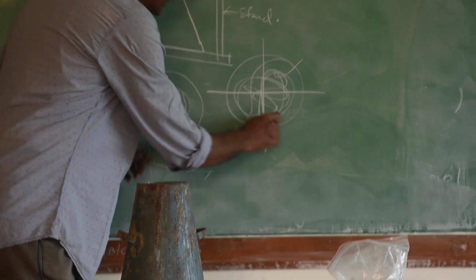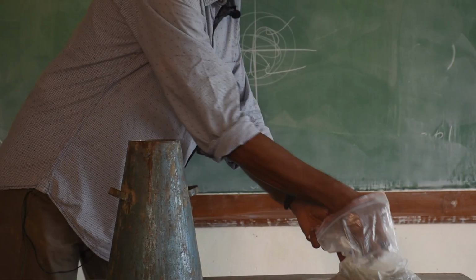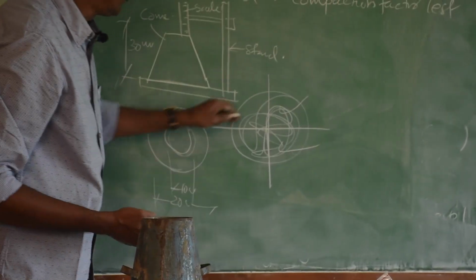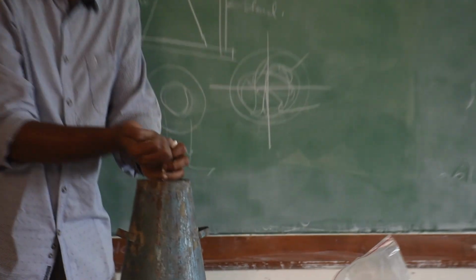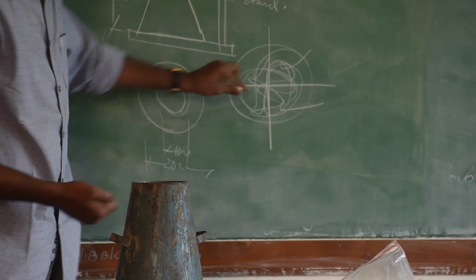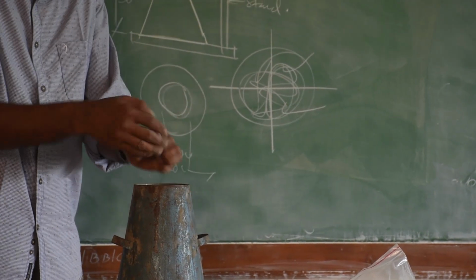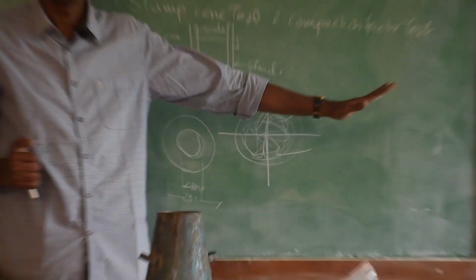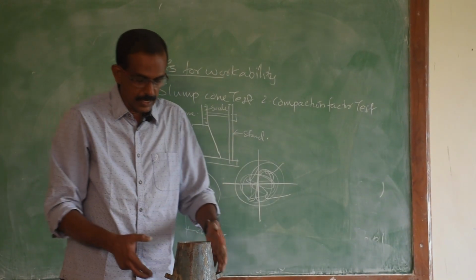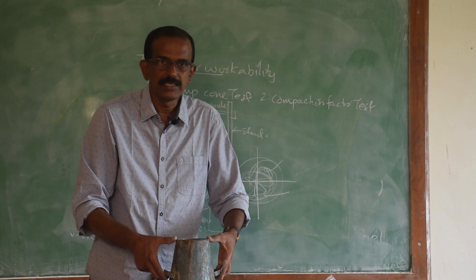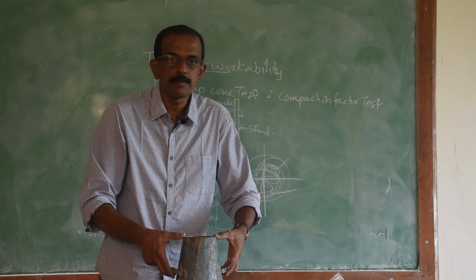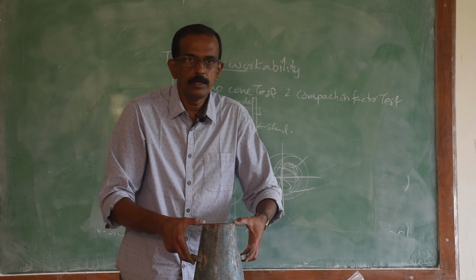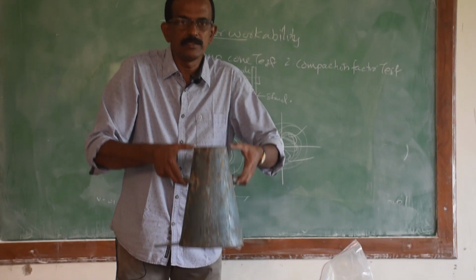Then take the second portion, put it inside, compact it 25 times. Take the third part, put it inside, compact it 25 times. Take the final portion, put it inside, compact it and strike off level. And lift the cone vertically without disturbing the concrete. Lift it slowly like this, without disturbing the concrete.